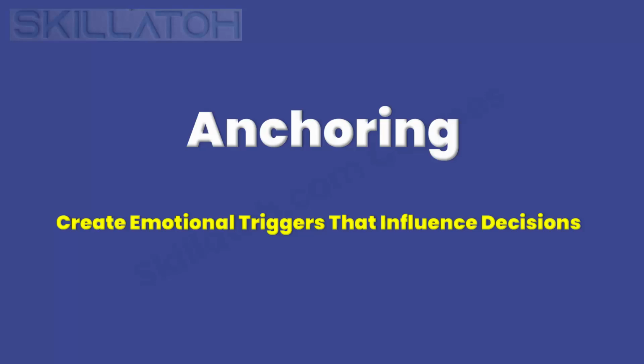For example, a marketer may use anchoring to associate a particular feeling with a product. They may use positive language and imagery to create a sense of excitement and anticipation in the audience. They may also use sensory cues, such as a particular color or scent, to create a connection between the product and the desired emotional response.